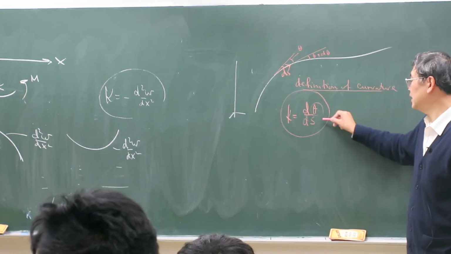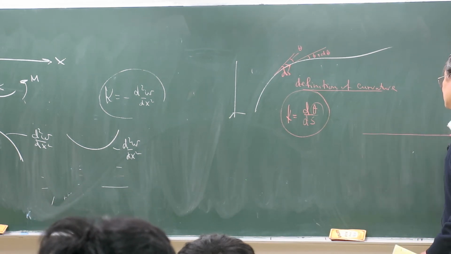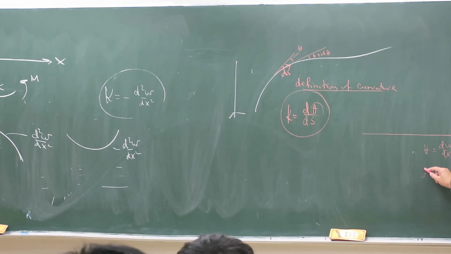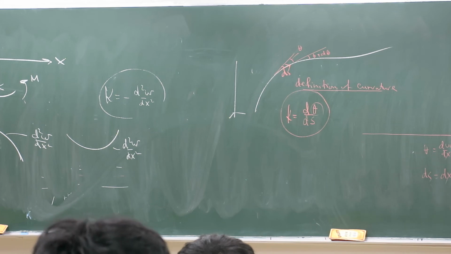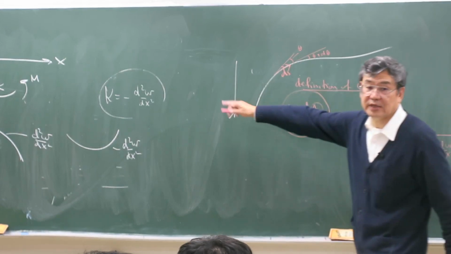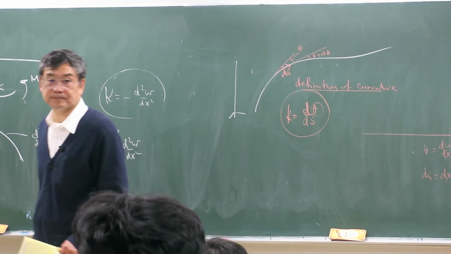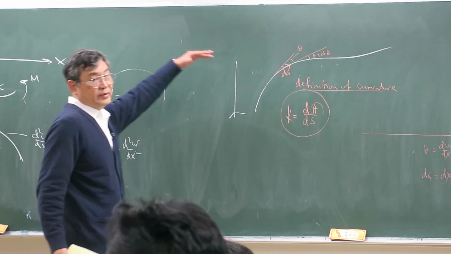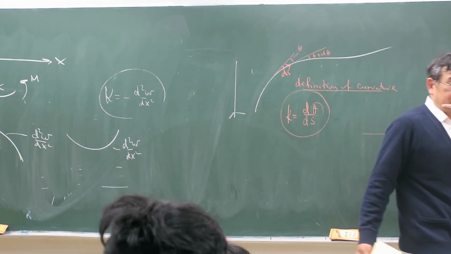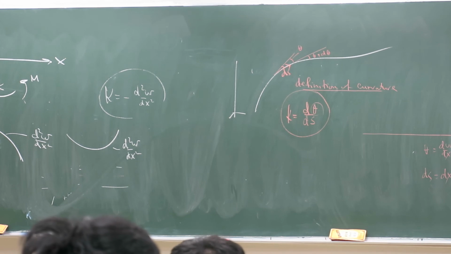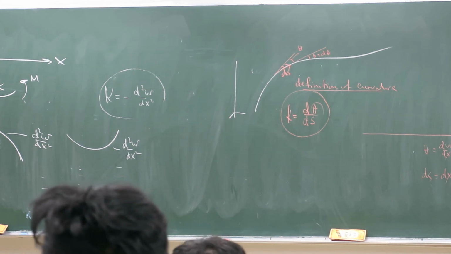And our theta here is what? For a straight line, our theta is dw/dx, and our ds is dx. So that's why the order is d²w/dx². So if you do some nonlinear beam or curved beam, maybe you should go back to this fundamental nonlinear geometric theory.